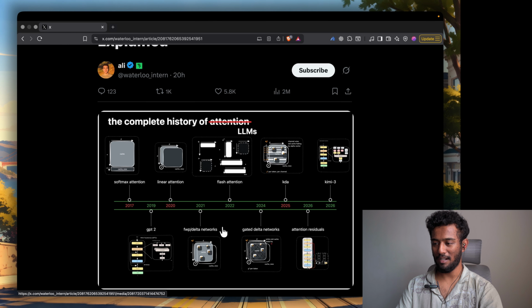then delta networks, flash attention. This was a leap forward because it removed the curse of quadratic scaling, at least on the hardware level, by cleverly using GPU memory and HBM. Then gated delta networks, KDA, attention residuals. I think this was DeepSeek, when they published their MHC, manifold hyperconnection paper, as well as this, and today we are seeing Kimi 3.